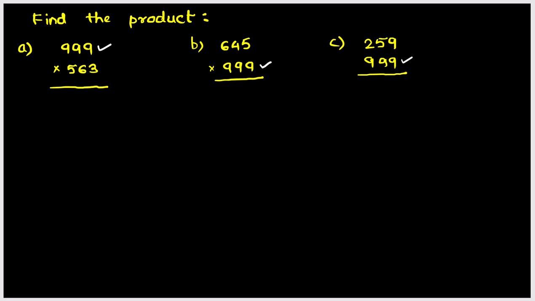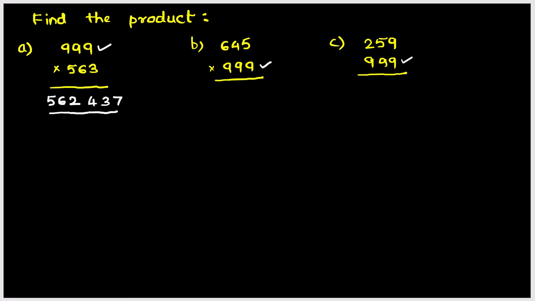First what we have to do? Subtract 1 from 563. That is very simple. You can write 562. Now subtract 562 from 999. So 9 minus 2 is 7. 9 minus 6 is 3. 9 minus 5 is 4. You see how quickly you got the answer. If you do the same by your regular traditional method, it takes more time.